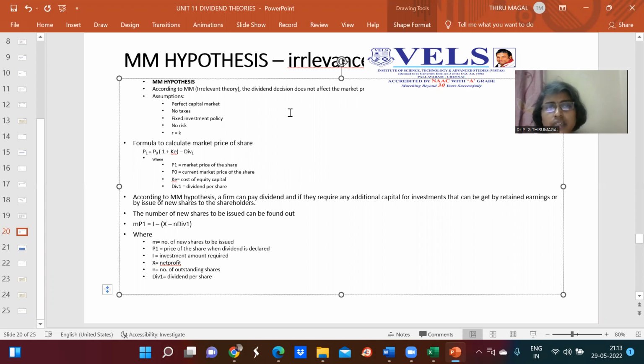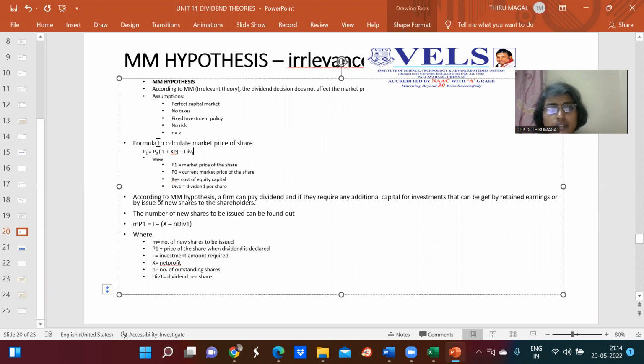Even though there is much criticism of this, the Modigliani and Miller hypothesis has still proved that the dividend decision does not affect the market price of the share. Here the assumptions are: perfect capital market, no taxes, fixed investment policy, no risk, and R equal to K. This is what is proved by the assumptions used in the MM hypothesis.